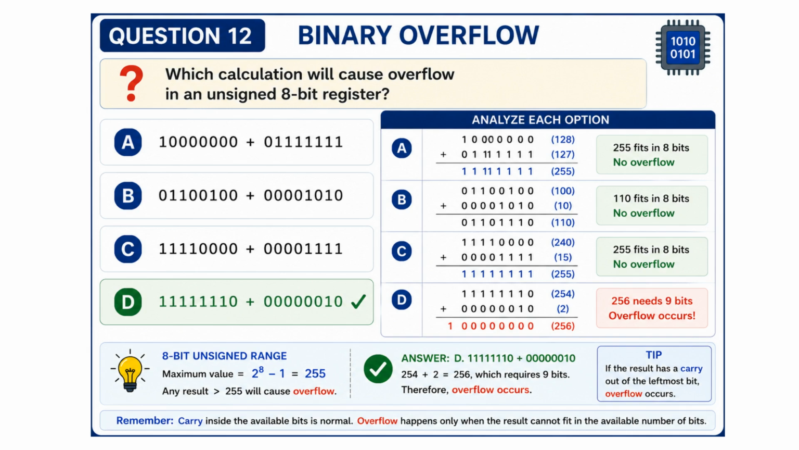Now, look at option D, 254 plus 2 equals 256. The binary answer is 100000000. Notice, this result requires 9 bits, but the register has room for only 8 bits. The extra bit cannot be stored, so overflow occurs. That means the correct answer is option D. Remember, for an 8-bit unsigned register, the maximum value is 255. Any result greater than 255 causes overflow.